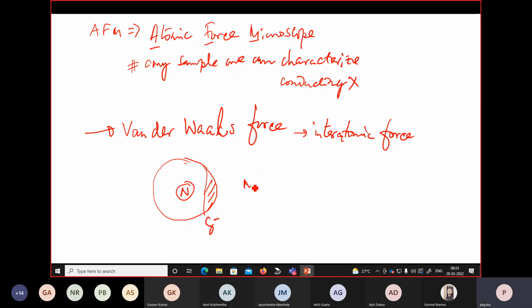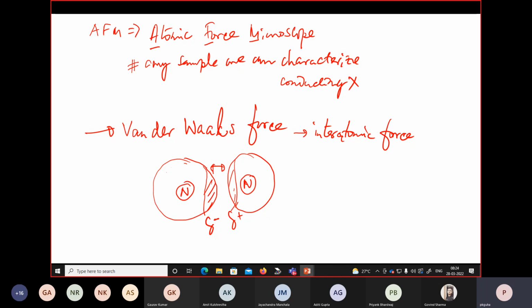That will create an image charge of plus delta in the adjacent atom, or this induces a plus delta localized charge in the adjacent atom. This is a temporary phenomenon. So this minus delta and plus delta charge create an attraction, which is known as van der Waals force. But in practice, in a charge neutral system, there is no permanent dipole, right? So this is basically a temporary phenomenon.